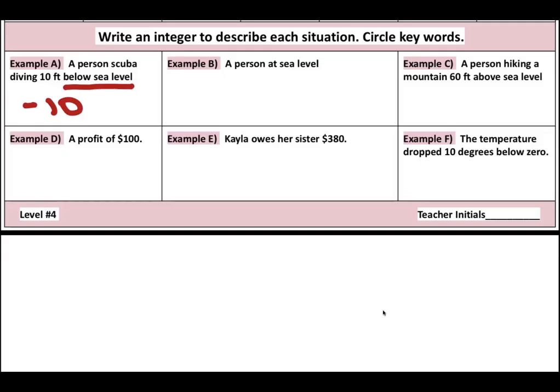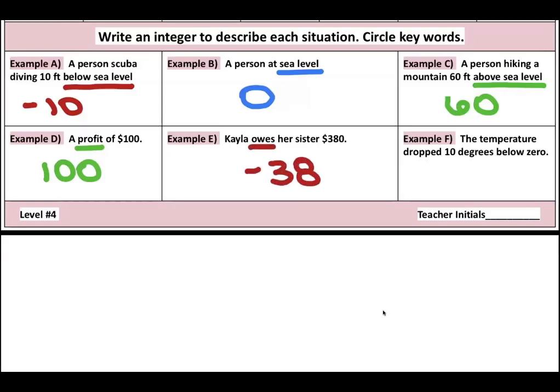For example B, you should have underlined sea level, which represents 0. Example C, you should have underlined above sea level and written +60. D, profit is positive, so it's +100. E, Kayla owes her sister 380, so that is -380. And F, the temperature dropped 10 degrees below 0. There are multiple keywords there, and maybe some of the keywords aren't in your notes. So use context clues to figure out if they're positive or negative, and this would be -10.